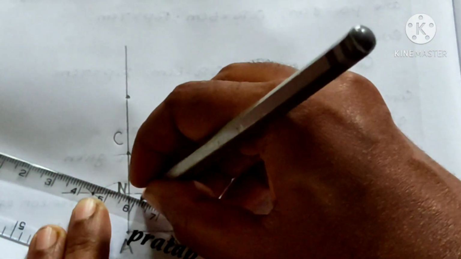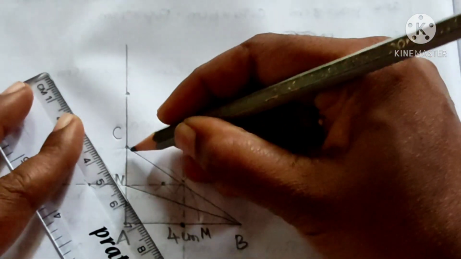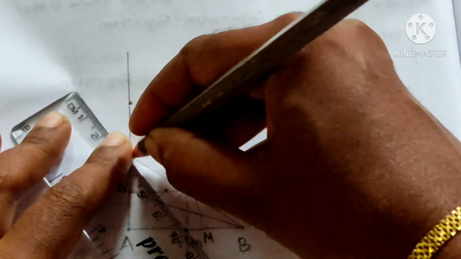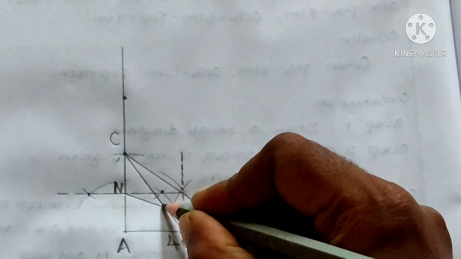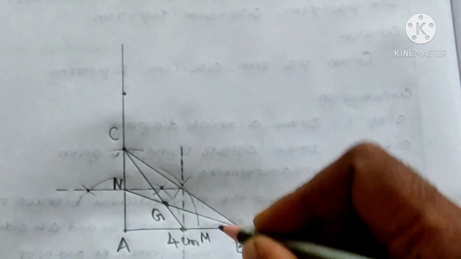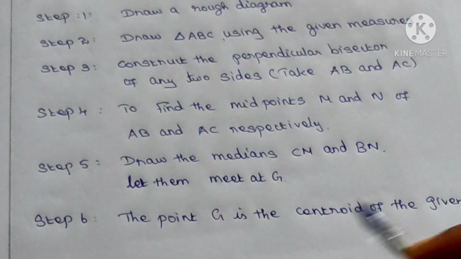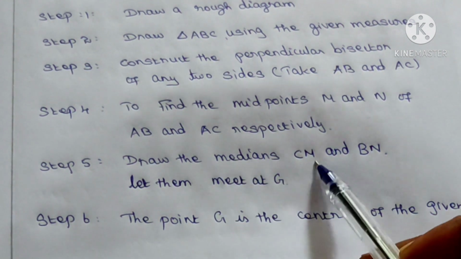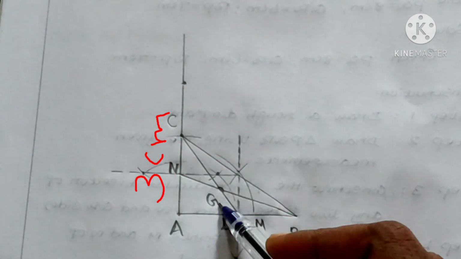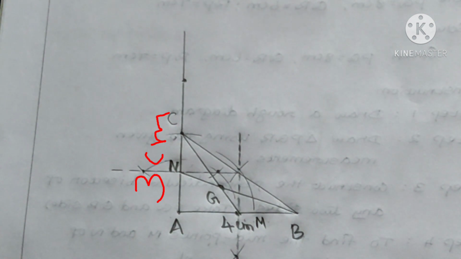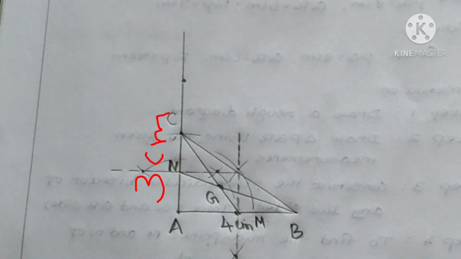B to N, you join it. And C to M. So the 2 lines meet at G. This is the centroid. So the construction's fifth point is draw the medians CM and BN. Let them meet at G. Okay. So the intersecting point of CM and BN is G. So this G is the centroid of the triangle ABC. Thank you, students.